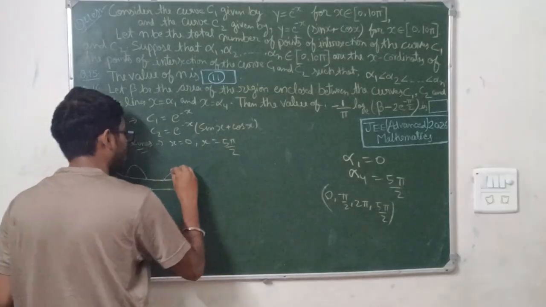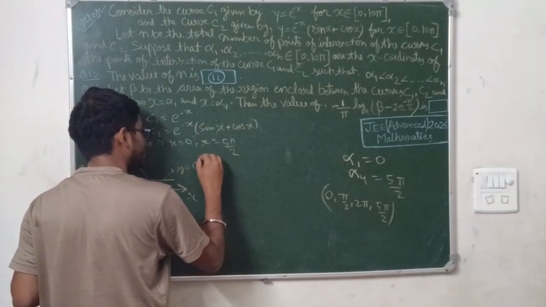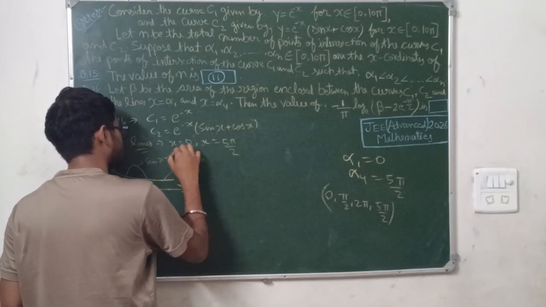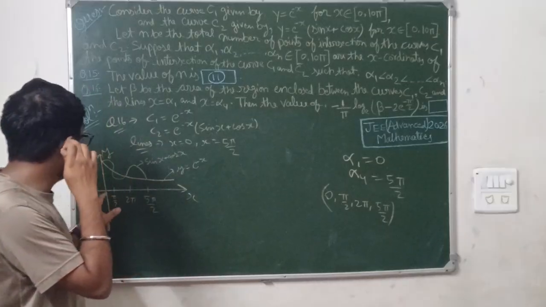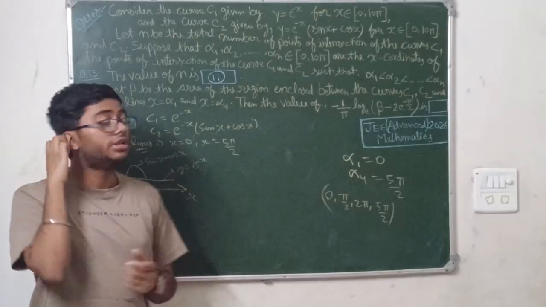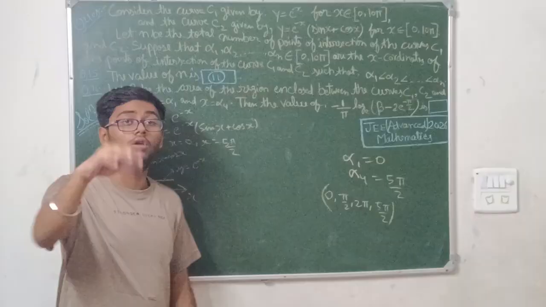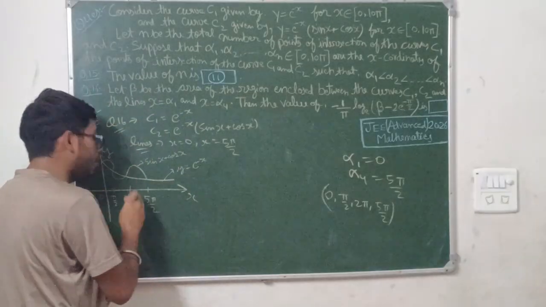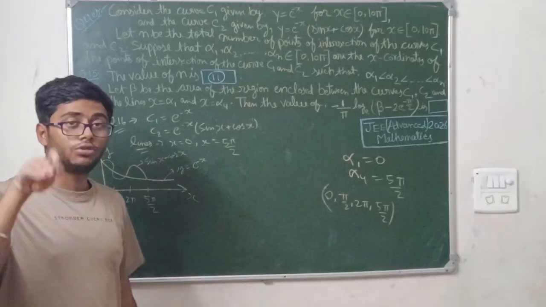Get my point? This is the graph of y equals e to the power minus x, and this is the graph for sin x plus cos x. For the interval 0 to pi by 2, sin x plus cos x is always increasing, so the graph here is increasing. And from pi by 2 to 2 pi, the fourth quadrant.